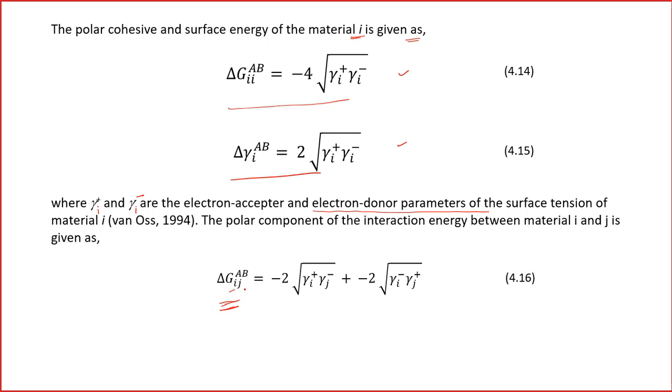the interaction between I and J. So I is one material, J is another material. Just like we use terms 1 and 2, it is the same, I and J. So this part is the electron acceptor of I interacting with the electron donor of J, and this is the electron donor of I interacting with the electron acceptor of J. So these are some of the definitions that we can just take. This has been given by some researchers.